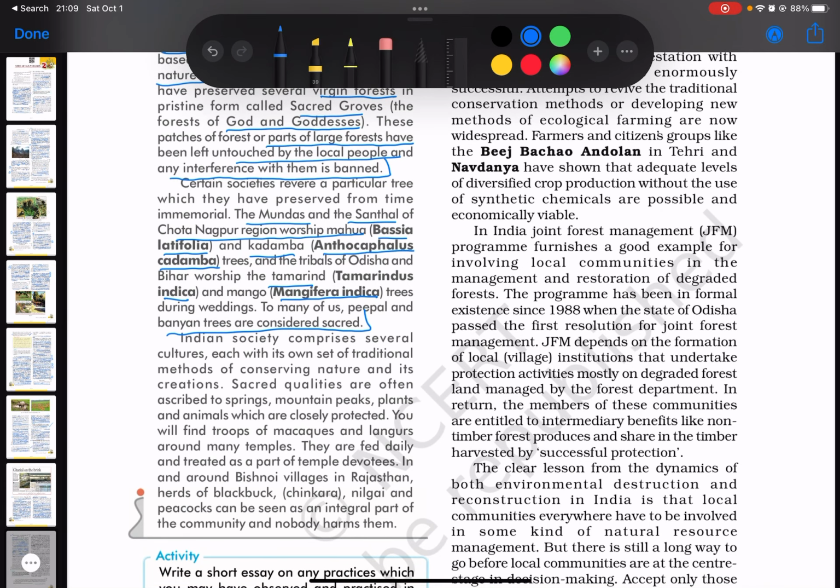Indian society comprises several cultures, each with its own set of traditional methods of conserving nature and its creations. Sacred qualities are often ascribed to springs, mountain peaks, plants, and animals which are closely protected. You will find troops of macaques and langurs around many temples. They are fed daily and treated as a part of the temple devotees. In and around Bishnoi villages in Rajasthan, herds of black buck, chinkara, nilgai, and peacocks have been seen as an integral part of the community and nobody harms them.